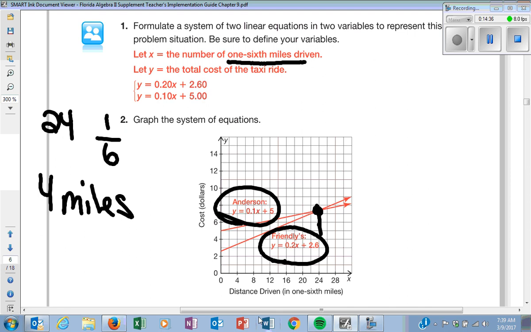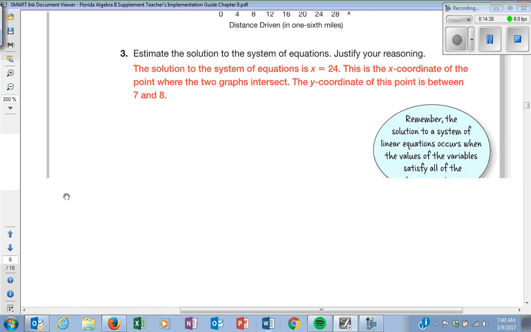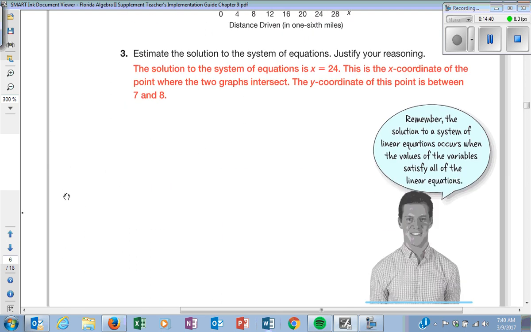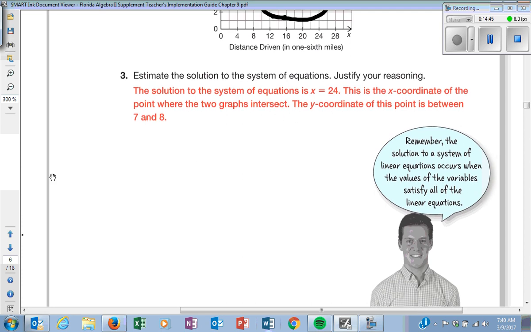Okay, so let's see. They're going to probably ask us some questions like that. Estimate the solution for this and justify your reasoning. The solution to the system, remember, the system is where they're both equivalent, is 24. Isn't that what we just said? Which actually was 4 total miles. This is the x-coordinate of the point.